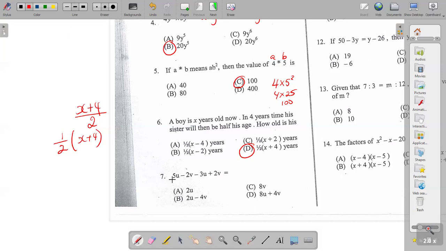Here we have simplifying algebra terms. So we group the like terms. So it will be 5u minus 3u, because remember, if you move 3u, you got to move the minus in front of it. Minus 2v plus 2v. Then you also should know that these two are the inverse of each other, so they're going to cancel out each other. So it's really just 5u minus 3u, which is just 2u.